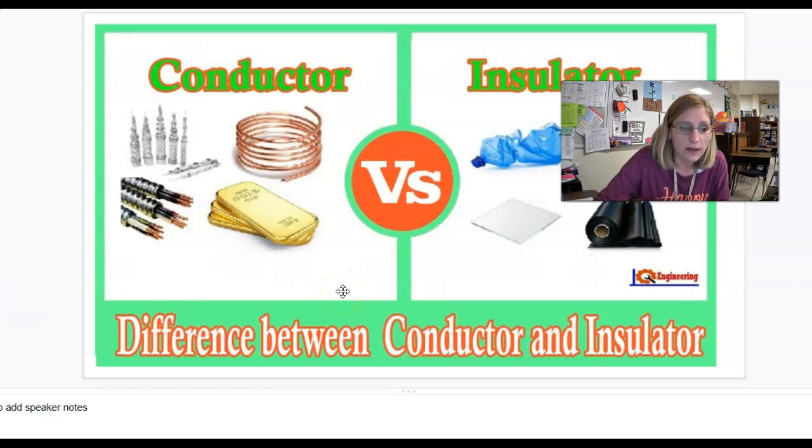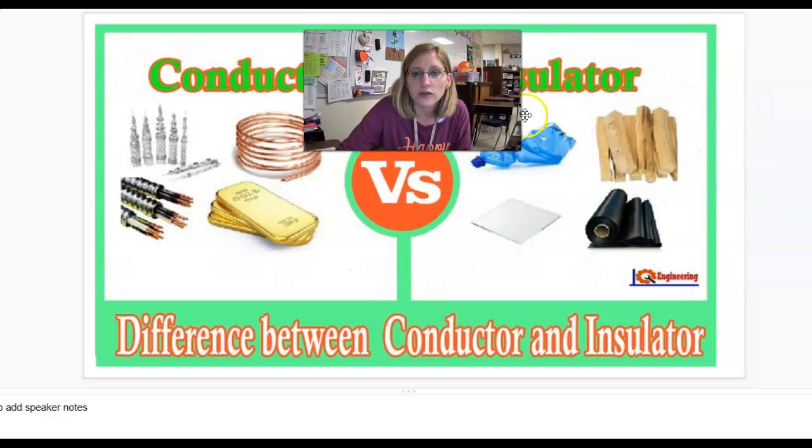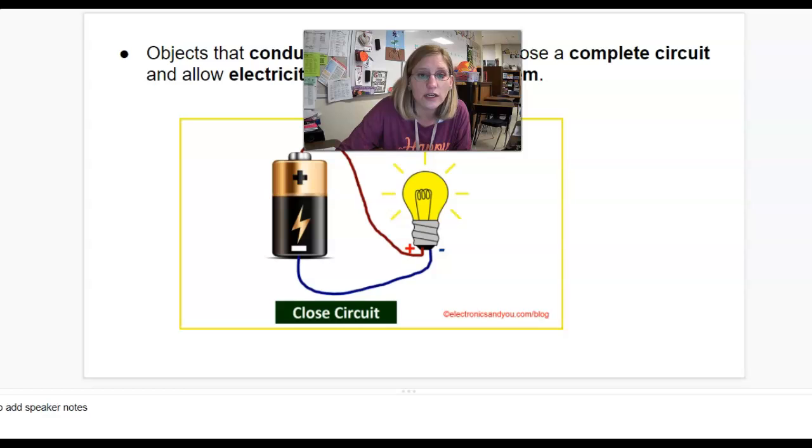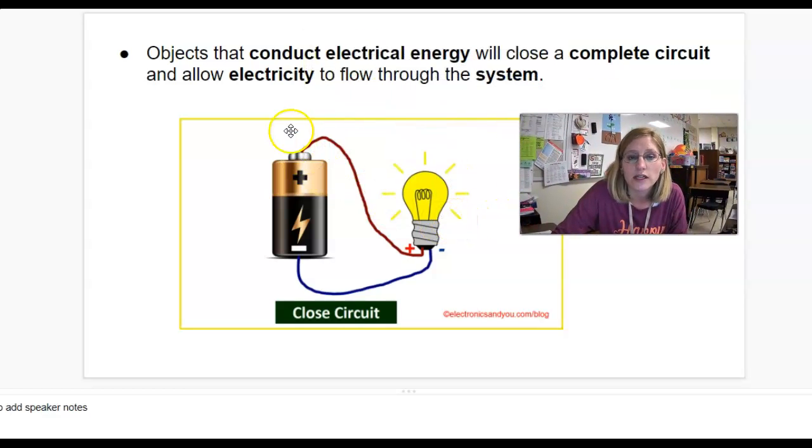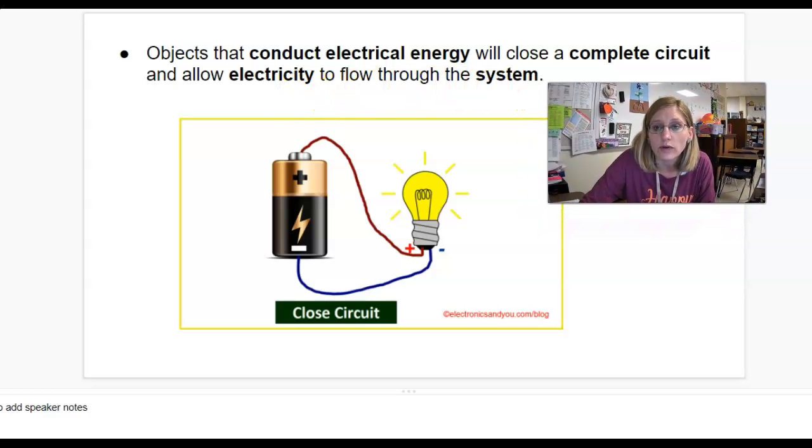All right, so you guys have probably talked about conductors and insulators. We talked about conductors and insulators when we talk about circuits. So we're going to go ahead and talk about circuits. The object that conducts electrical energy will close a complete circuit and allow energy to flow through. So when we have circuits, a complete circuit is where we start with the battery, it starts with the positive side, and then it goes through to the light, goes all the way through, and then goes through the negative charge of the battery. And that is a complete circuit.